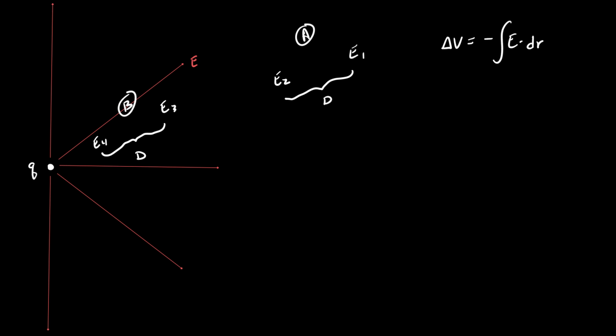We know the electric field shape mathematically. As R gets small, E gets big really fast. And then as R gets big, the change in E gets smaller. So I would argue that it's probably much harder to go from E3 to E4 than it is to go from E1 to E2.